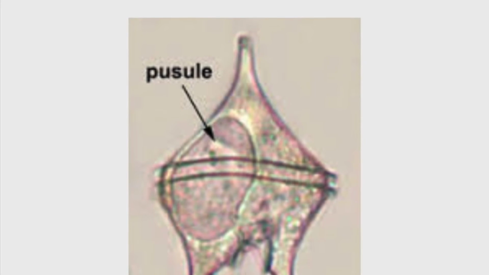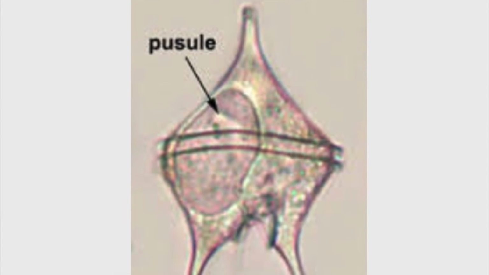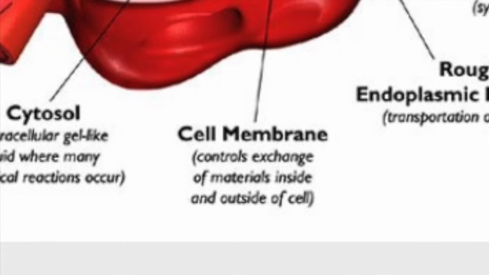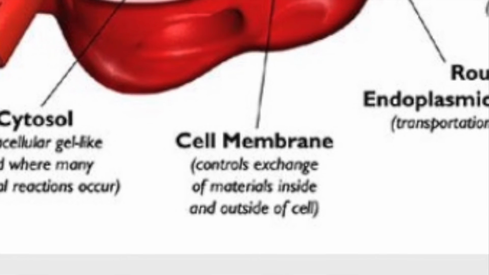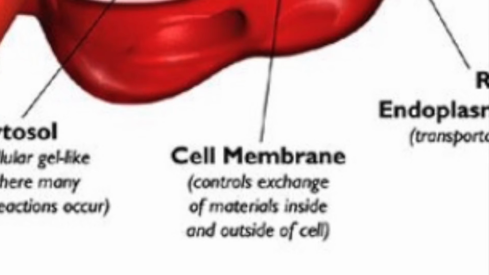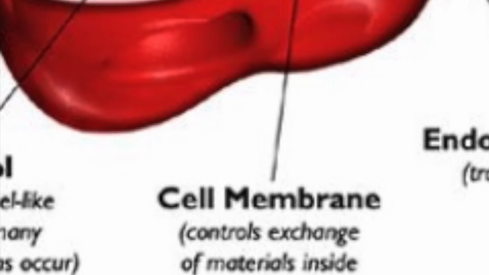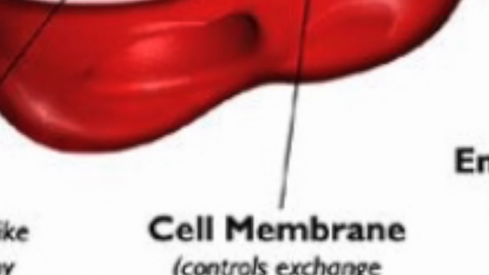The pusule. The pusule assists in the function of osmoregulation, waste disposal, and flotation of the dinoflagellate. The plasma membrane. The plasma membrane is a phospholipid bilayer that has embedded proteins. The plasma membrane assists in controlling the transport of matter in and out of the cell. The proteins are responsible for sending and receiving messages between the environment and the cell.